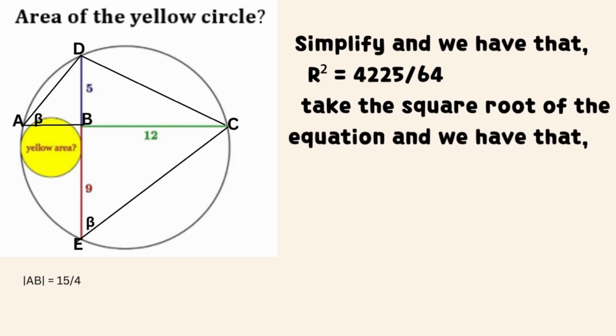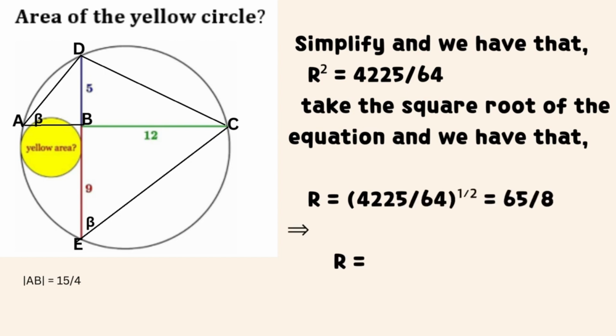4,225 divided by 64. Take the square root of the equation and we have that R equals the square root of 4,225 divided by 64, which equals 65 divided by 8. Hence, R equals 65 divided by 8 in units.